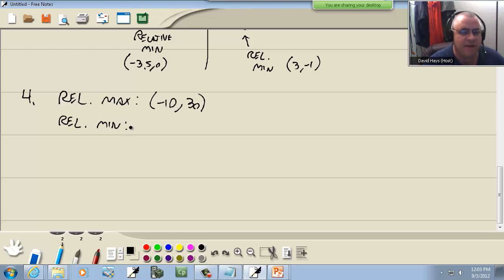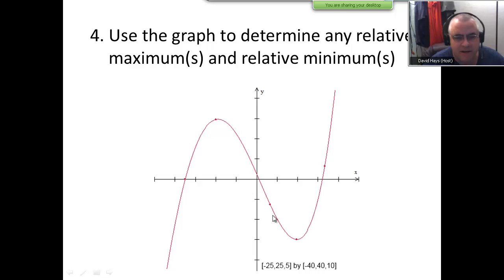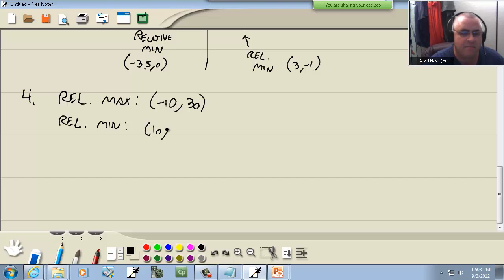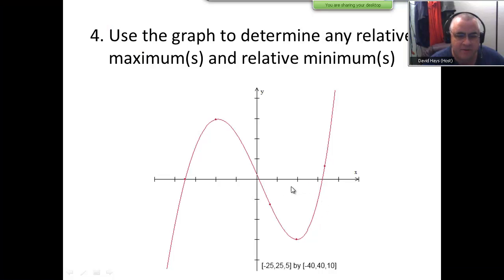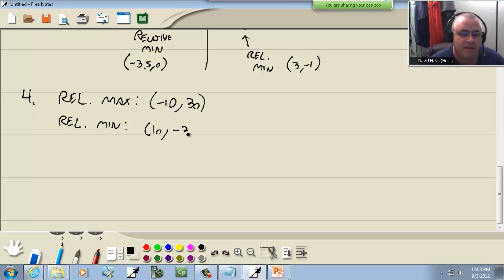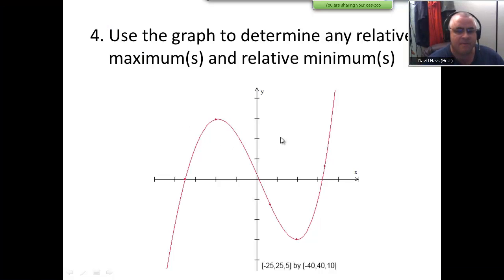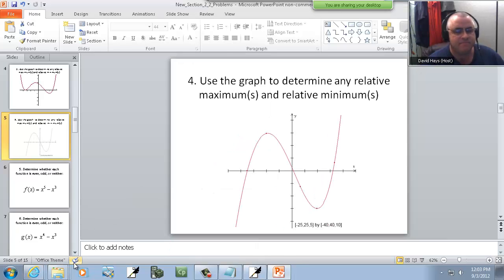Now we also have a relative min. It's going down, going down, going down, reaches this low point here, and then goes up. So this will be 2 tick marks over here. These go by fives on my x-axis. So that'd be 10. And then my y values, that's -10, -20, -30. So our relative min would be 10, -30. And let's talk about the next topic now.